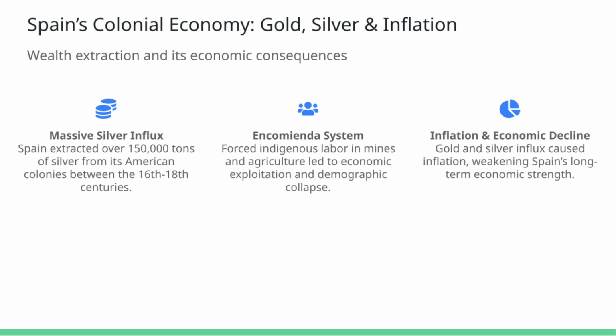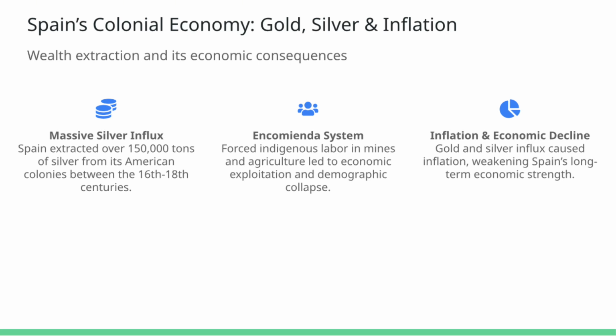And here's where it all backfired: inflation. You'd think mountains of gold and silver would make Spain the wealthiest nation in history. Instead, it led to skyrocketing prices. More silver in circulation meant each coin was worth less. The result? Spain's economy weakened over time, and the empire that once ruled the sea started to crumble.